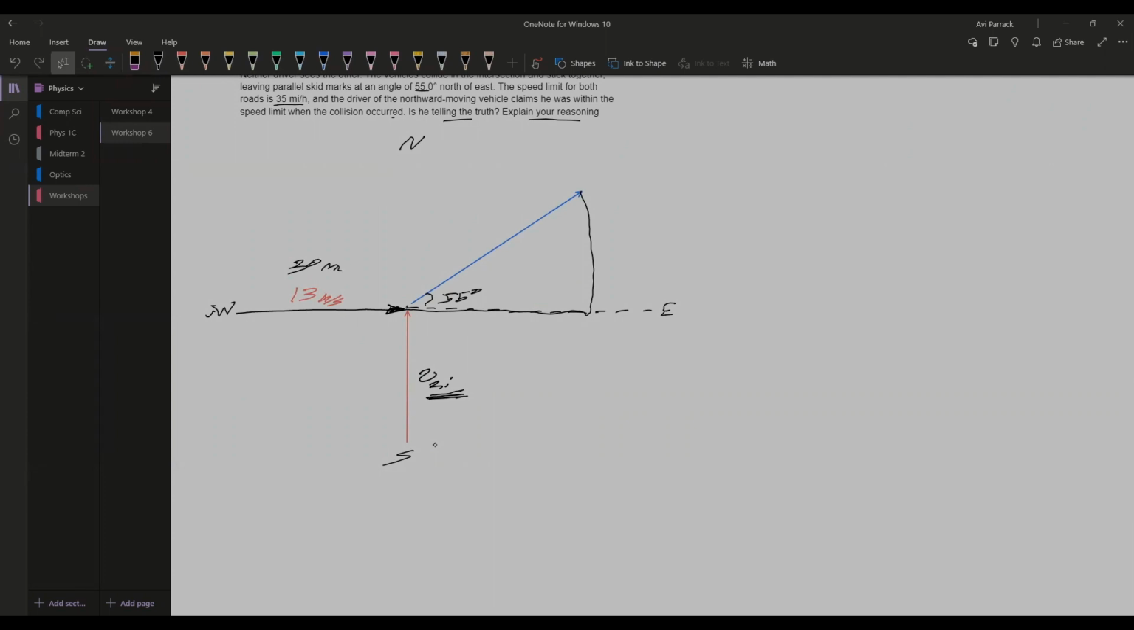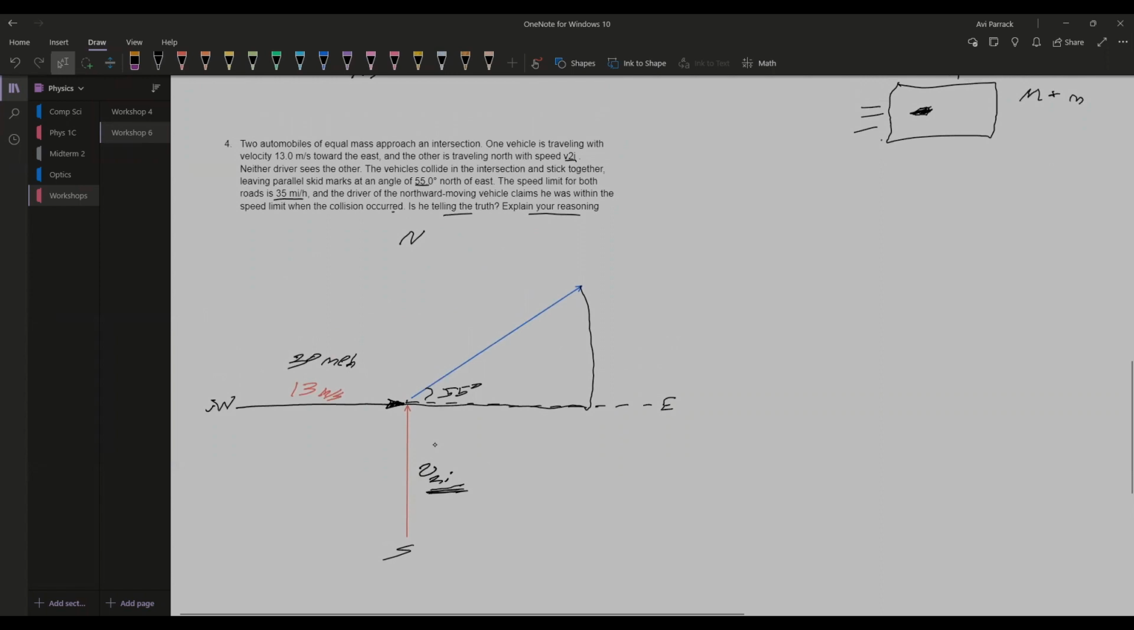So I don't think it's looking good for our guy. I don't think he's probably telling the truth, because this guy was already going 30 miles an hour, and we had to be going somewhat faster than that. If we were also going 30 miles an hour under the speed limit, then we would go off at a 45-degree angle because our cars have the same mass.